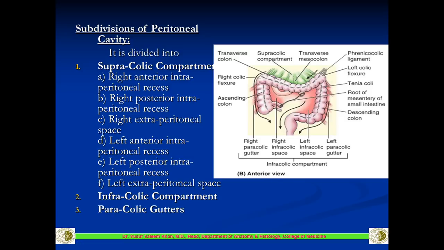And as I said, there is also a third part. Some books mention this third part as the paracolic gutters, which are on the sides of the ascending and descending colon. Some books like this one will also include the right and left paracolic gutters within the infracolic compartment, because it is below the transverse colon. Anyhow, it can be separated or it can be read along with the infracolic compartment. These paracolic gutters are beside the ascending colon and the descending colon. These are again important spaces where fluid as well as pus can be collected.